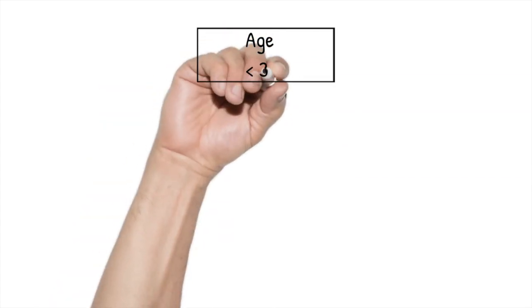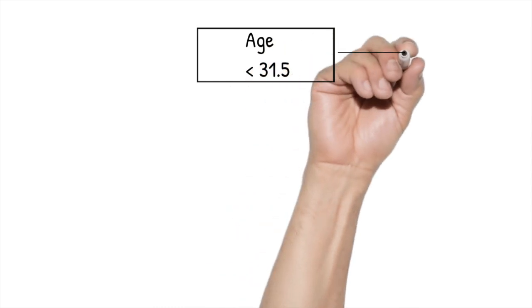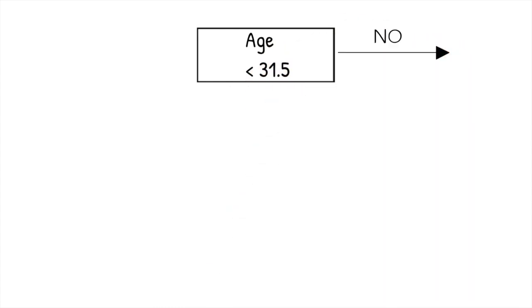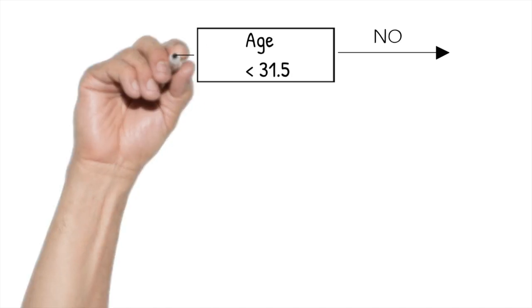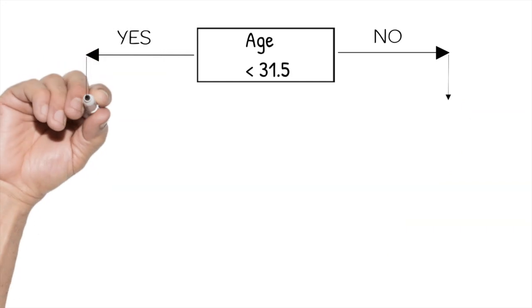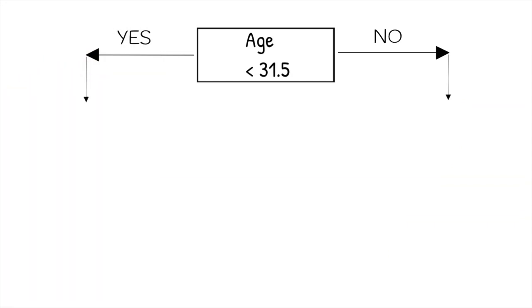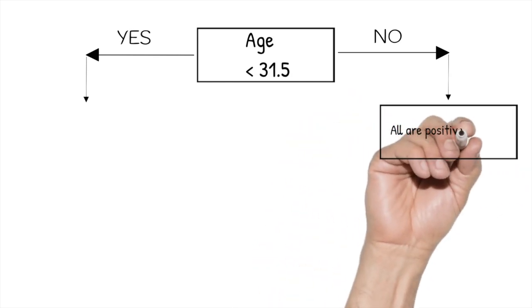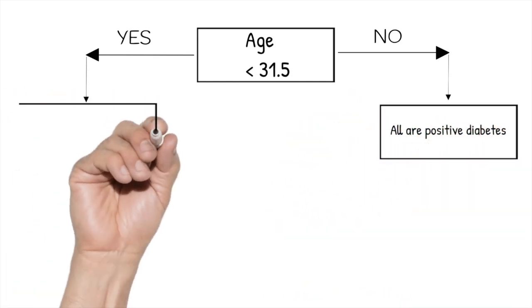Back to our tree. We will start with the age variable, less than 31.5. We've calculated this before. If we go right, this means a no answer, which means that no, the age is not less than 31.5, it's greater than. If we go left, that means yes, the age is lower than 31.5, which means younger people.